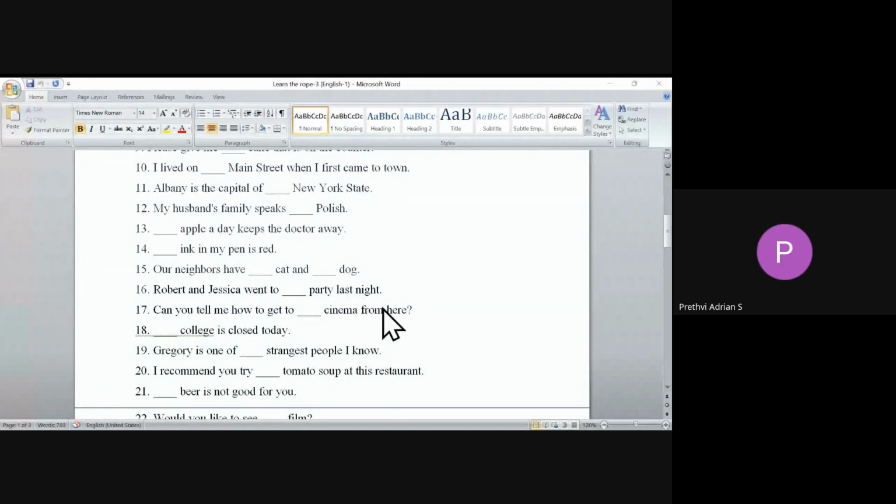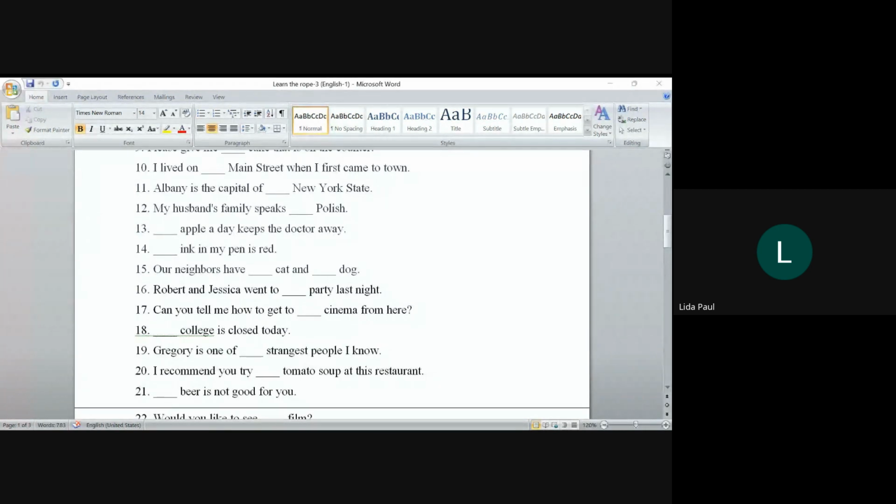Prithvi, you have a question? Yes, ma'am. In the 10th question, I lived on Main Street, the person who is saying this is so particular about the main street. So we cannot use the? No, that particularity is already expressed by the name of the street. So you don't need any additional article to show particularity. It has a name, no? It has Main Street. So that much particularity is enough. Nothing is more particular than the name itself, right? In the absence of which you will have to use an article to show that it's more specific, right?